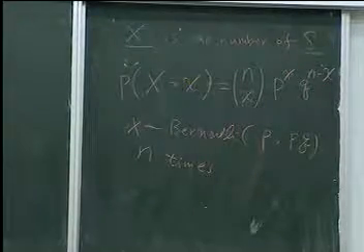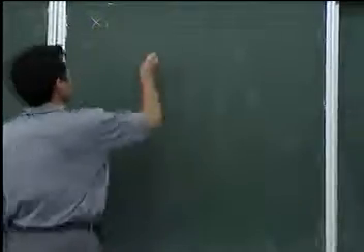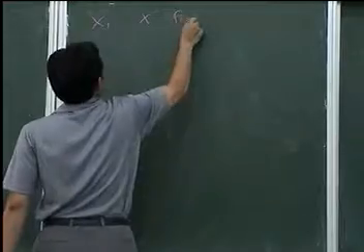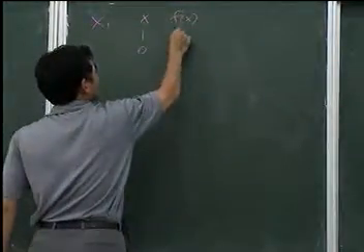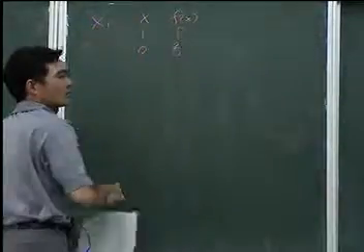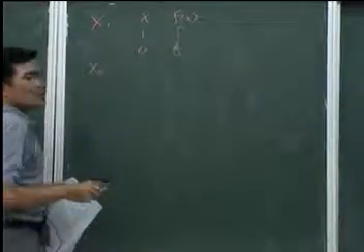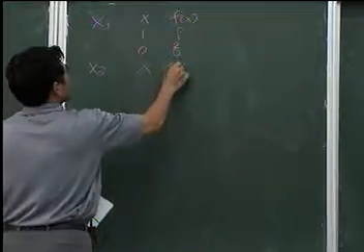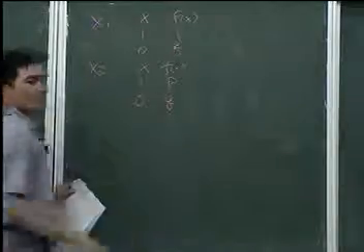We can say the first trial is x1. So we have x equal to 1 or 0. If it is equal to 1, the probability is p, and if it is equal to 0, the probability is q. And we have a second trial, the same thing. You have two possibilities: x is equal to 1 or 0, with probability p or q.